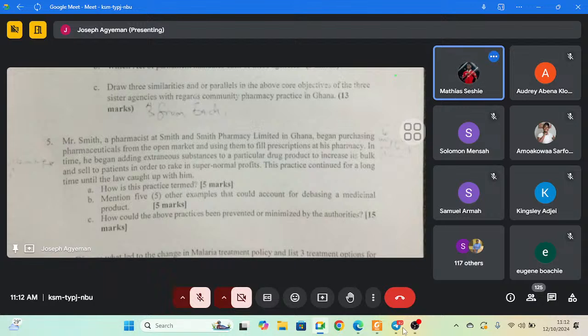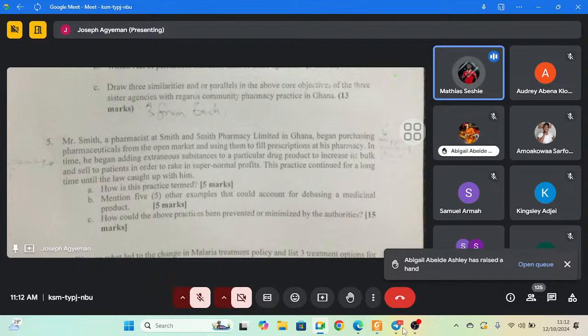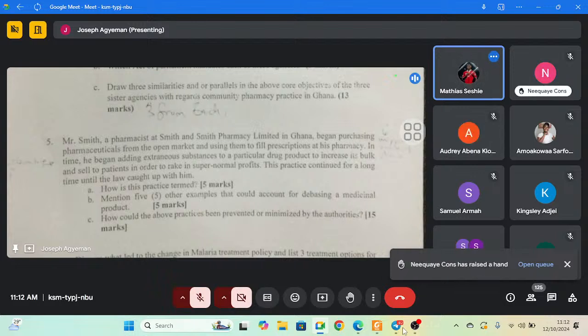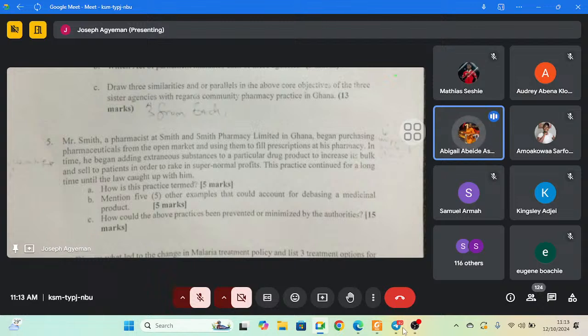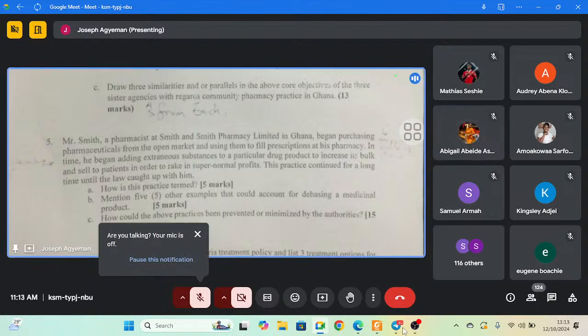Okay, so Abigail has raised her hand. Okay, Abigail. Let's hear. Supplying medicines which are of low quality or substandard, under the name of the main drug instead. So, supplying substandard medications. That would be a professional misconduct.